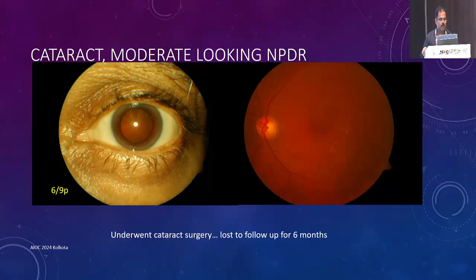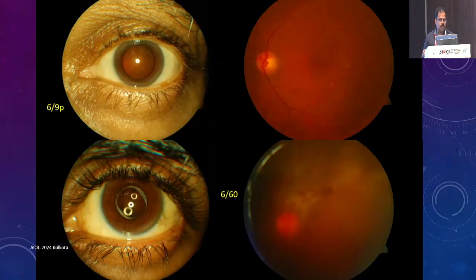Now this is a patient who has cataract and moderate-looking NPDR. He underwent an uncomplicated cataract surgery and came after 6 months, and you can see that he had a bleed now. So maybe there was a small neovascularization, or in 6 months he formed a neovascularization after cataract.